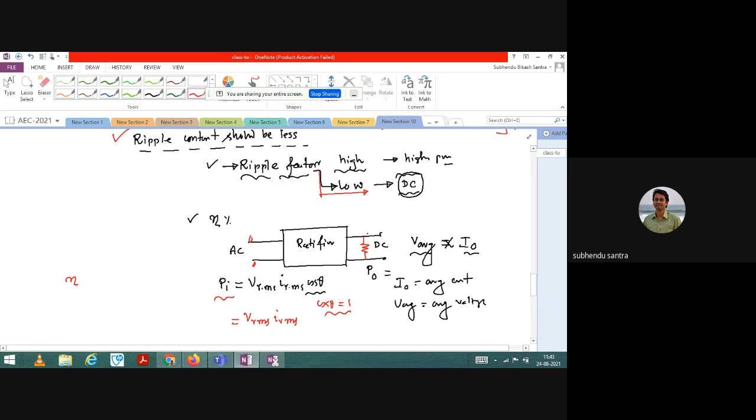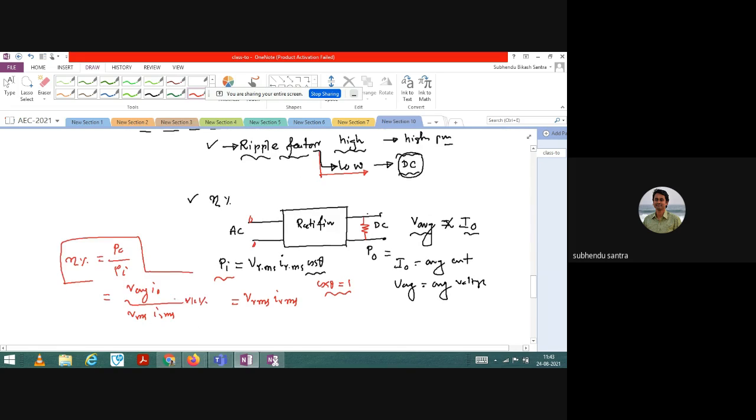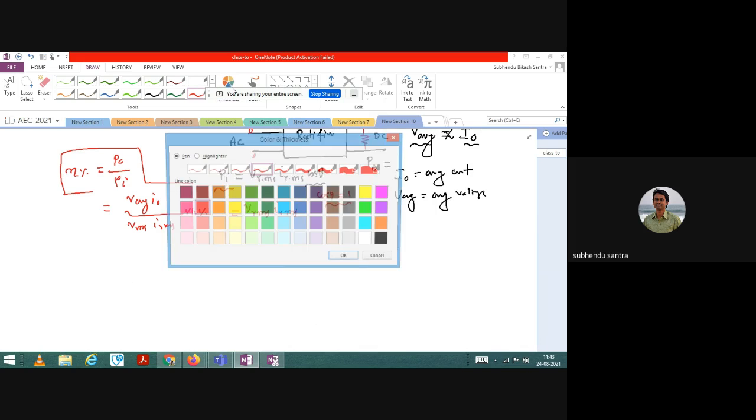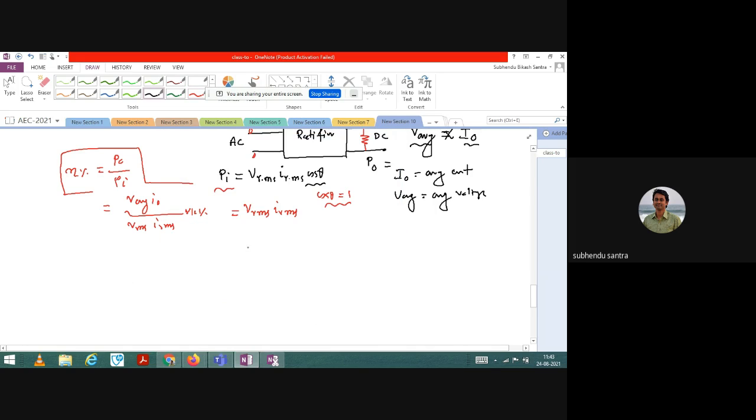So what is the efficiency? Efficiency equals P0 upon Pi, which I can write as V average into I0 divided by Vrms into Irms, into 100%. We will also check this efficiency parameter, to see which circuit diagram provides better efficiency and lower ripple factor. Generally that circuit will be recommended. What is form factor? Because all of these are important. After that I will go for the circuit. Form factor.